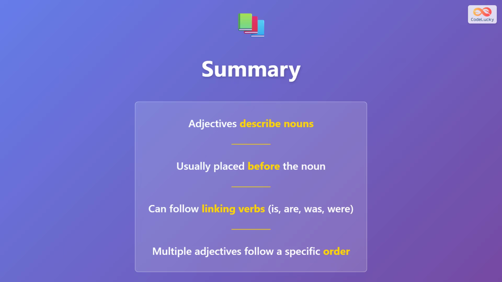Let's review what we learned. Adjectives are words that describe nouns. They usually come before the noun, but they can come after linking verbs like is, are, was, or were. When you use multiple adjectives, follow the correct order: opinion, size, color, then the noun. Remember these rules and practice using adjectives in your sentences. Understanding adjectives will make your English stronger and more expressive.